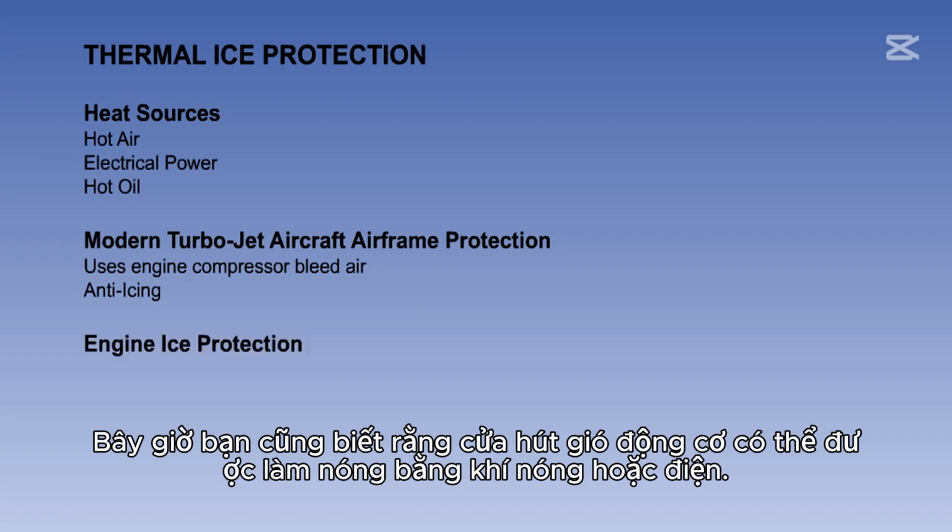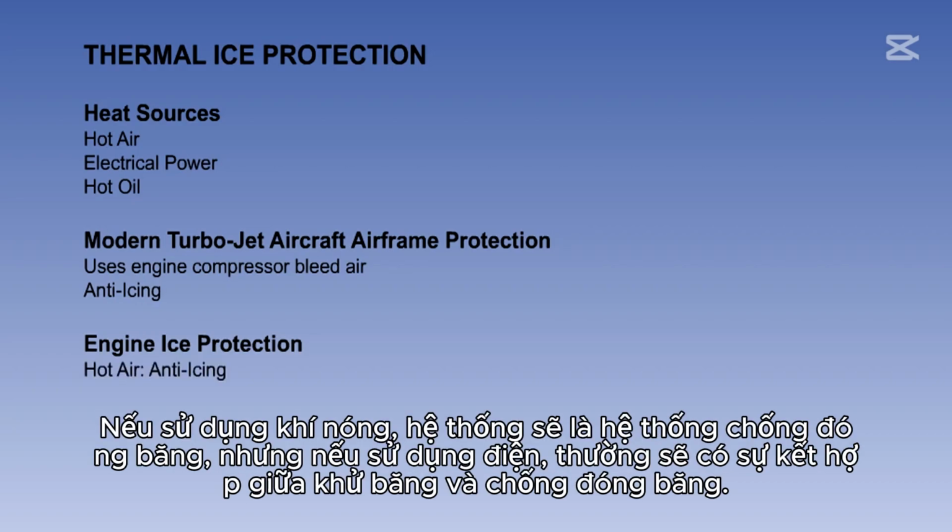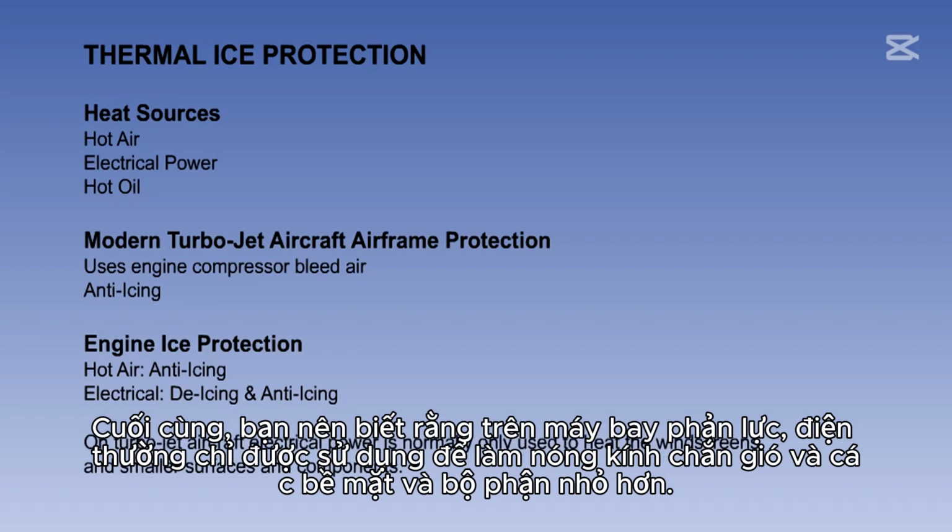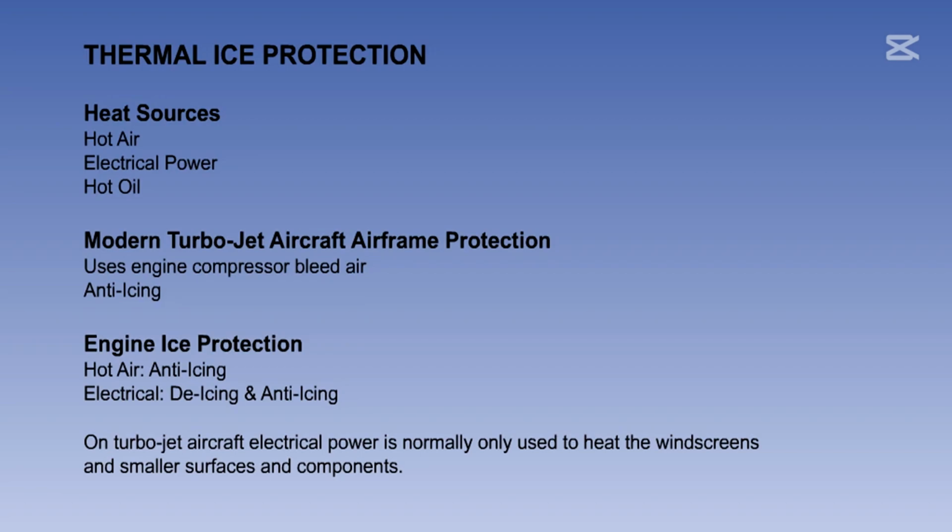You also now know that the engine intake can be heated using either hot air or electrical power. If hot air is used, the system will be an anti-icing system. But if electrical power is used, there will usually be a combination of de-icing and anti-icing. Finally, you should know that on turbojet aircraft, electrical power is normally only used to heat the windscreens and smaller surfaces and components.